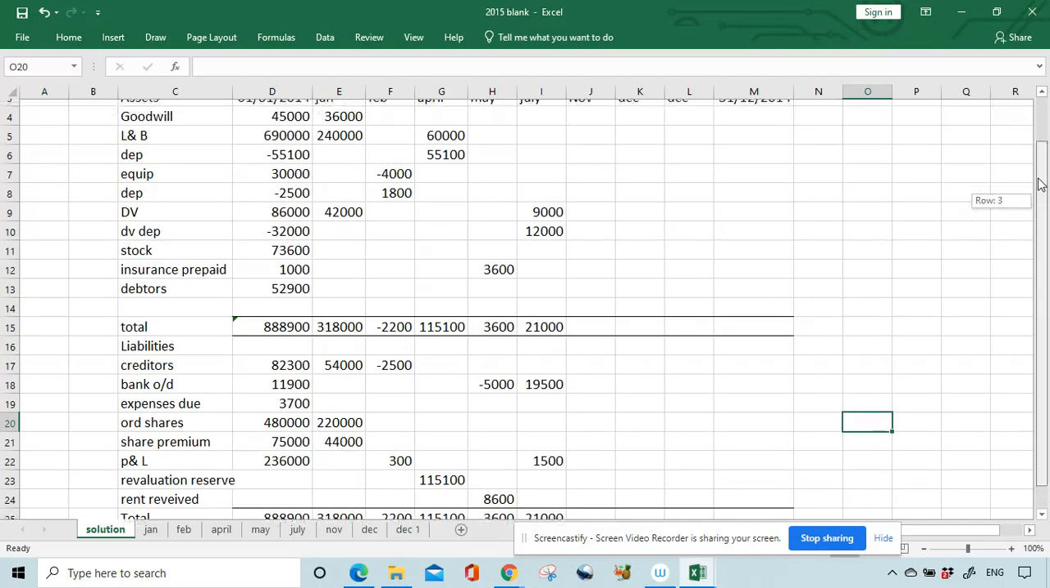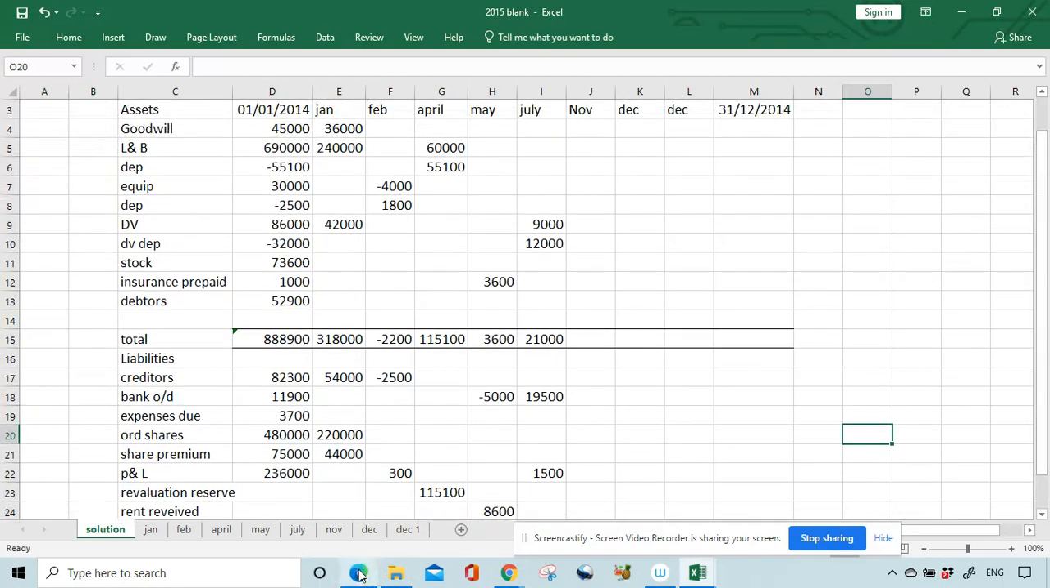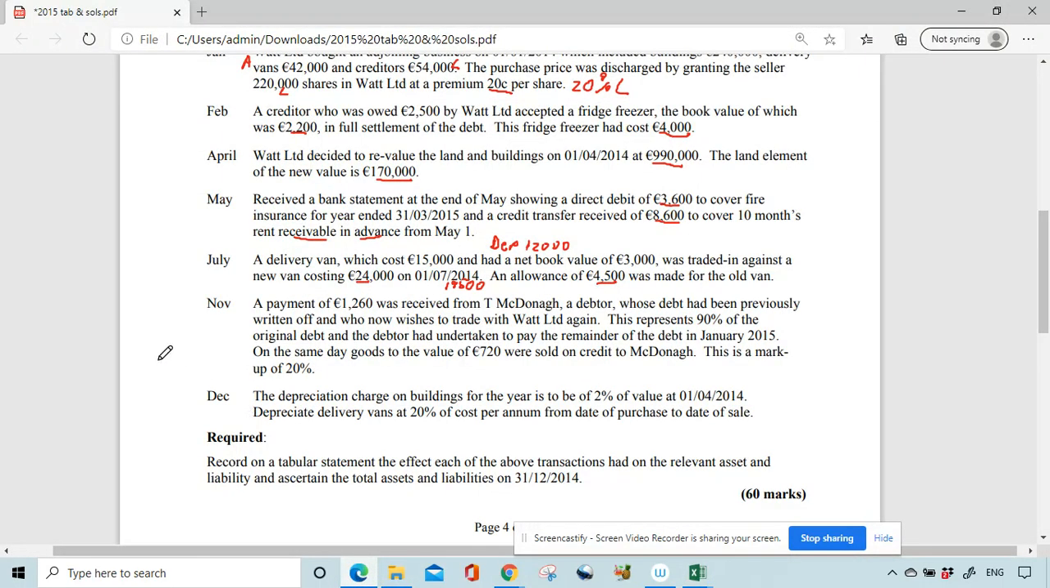Okay, next one is November. A payment of 1,260 was received from T. McDonough, a debtor, whose debt had been previously written off and who now wishes to trade with us again. This represents 90% of the original debt, and the debtor has undertaken to pay the remainder of the debt in January. Okay, so we're going to get all that money back. On the same day, we sold goods for €720. This is a markup of 20%. Okay, so there's profit built in there as well.